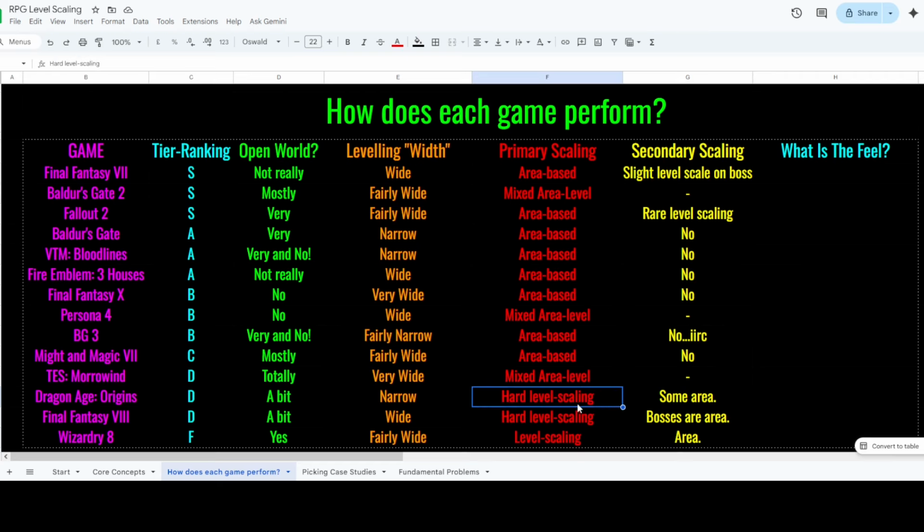Dragon Age Origins and Final Fantasy 7 use hard level scaling, and Wizardry 8 uses level scale. The bosses in Final Fantasy 8 don't, and there is a little bit of some area stuff, like some of the optional fights, and I suppose you could argue that the final push in Dragon Age Origins is just area scaled in that regard.